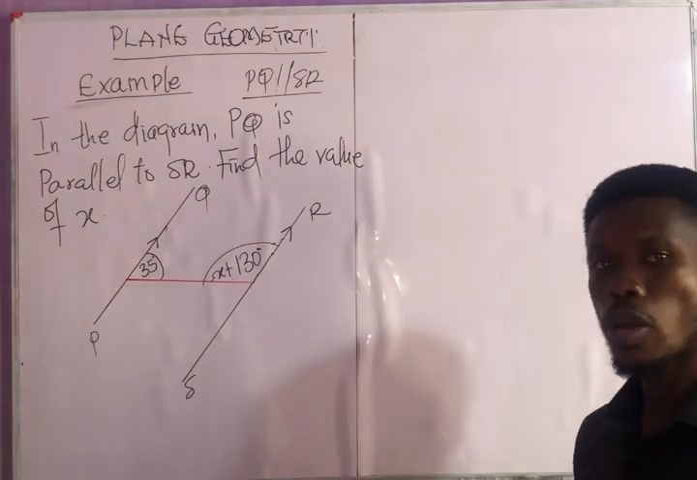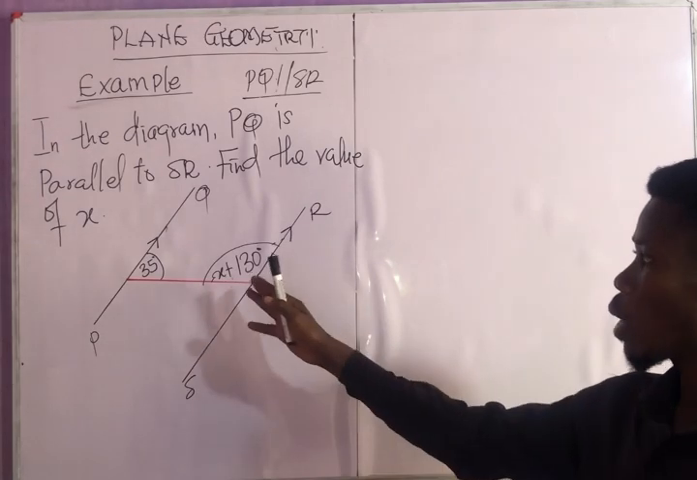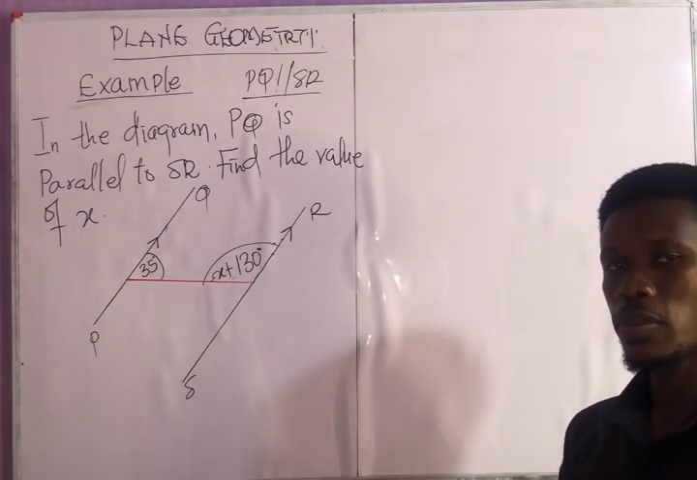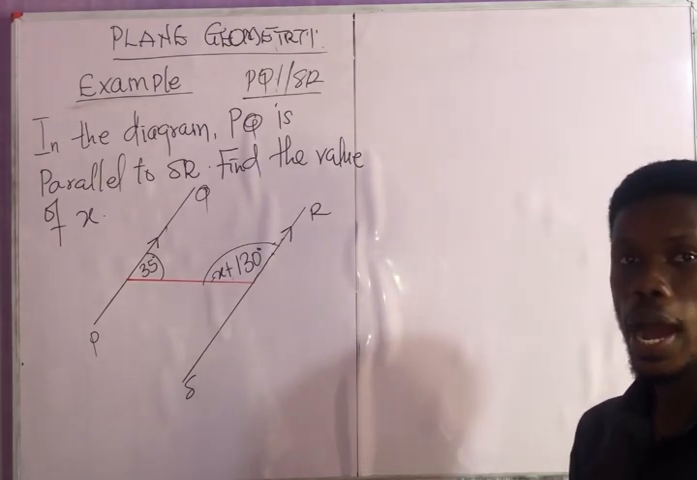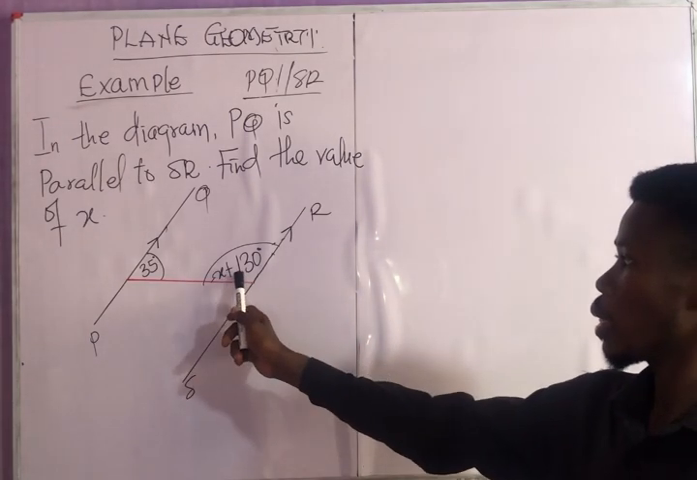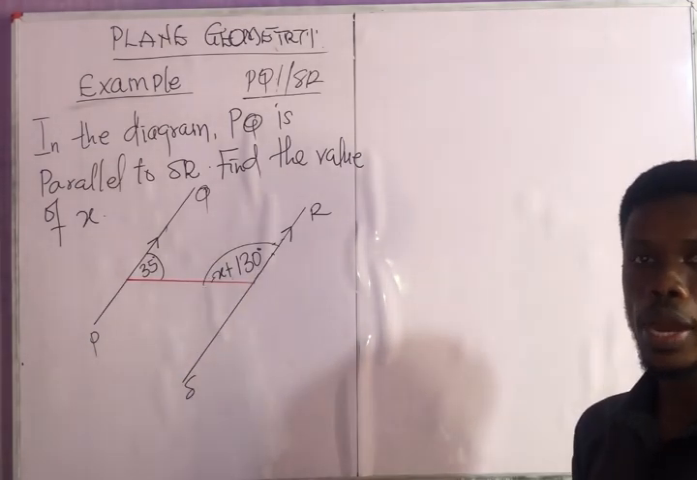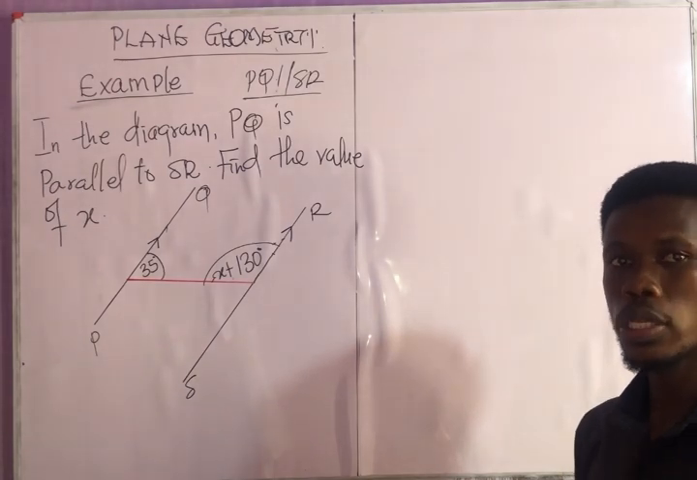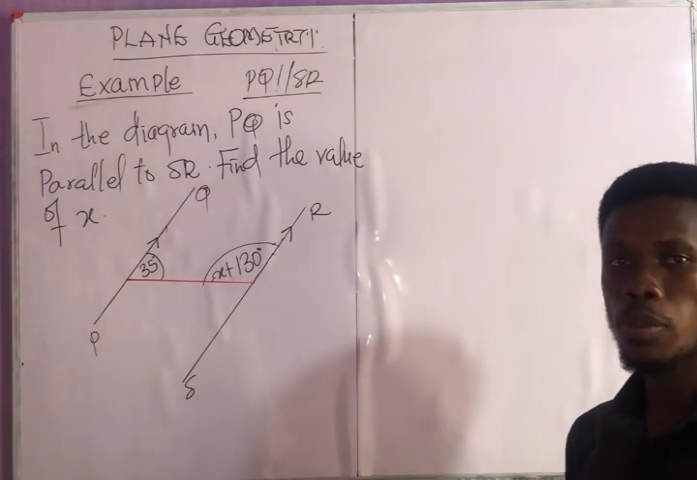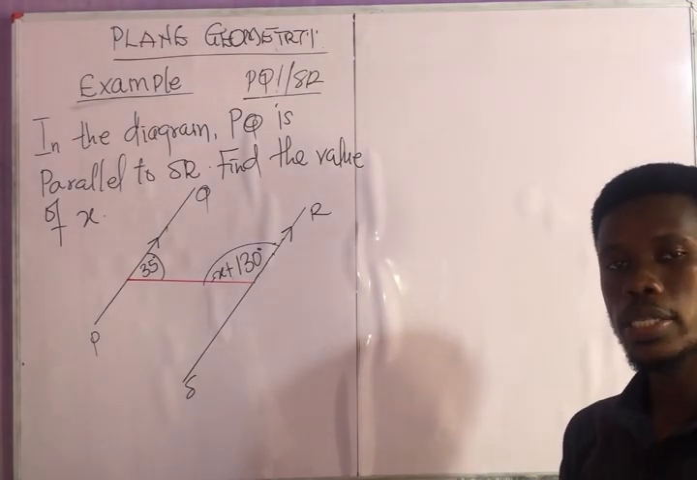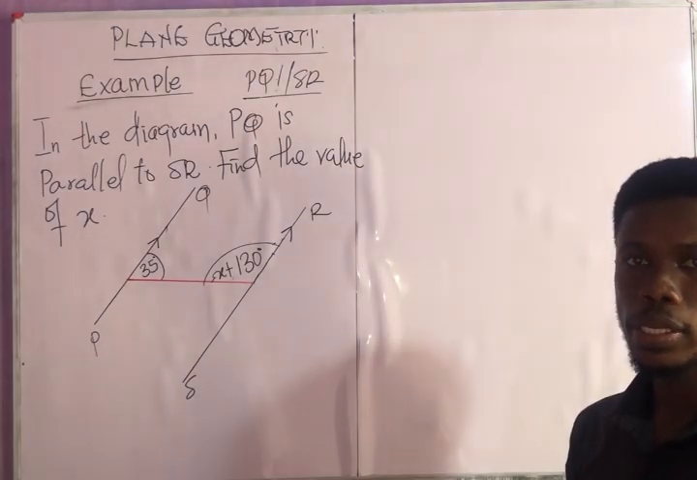So looking at this particular question, we have to use one of the properties here. If you look at this very well, I know by now you have stated it yourself. This is co-interior angles, because you can see that this and that are inside and they are opposite to each other. So we say that they are co-interior angles. What did we say about co-interior angles? We said that co-interior angles are supplementary. When you say they are supplementary, it means that they sum up to 180 degrees.